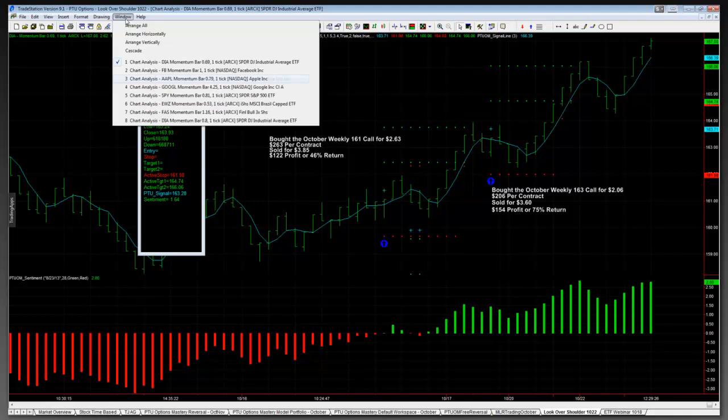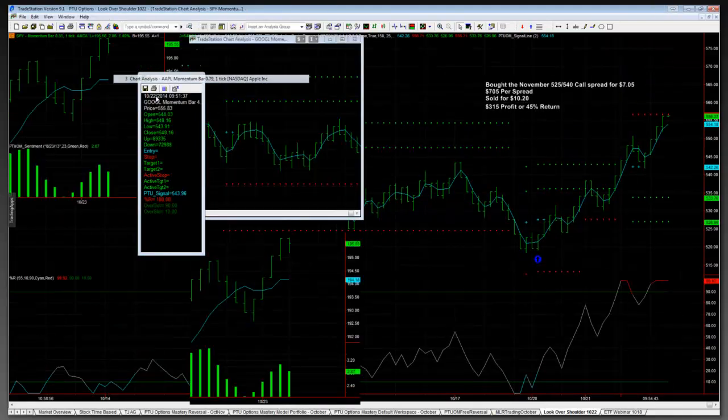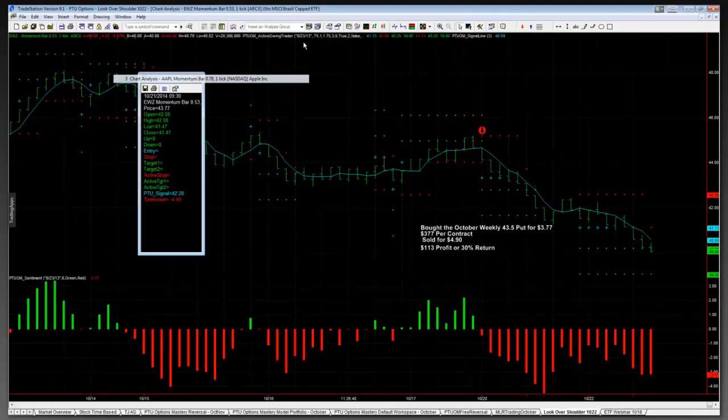Let's try to find one here that actually has a setup. I've got to try to remember which one gave us a setup that we were working on. All right, let's go back to EWZ. Okay, so we're in this short trade.